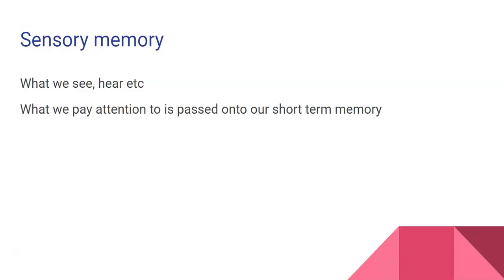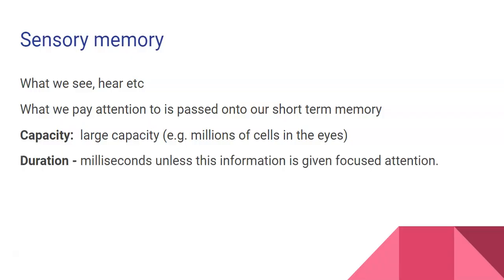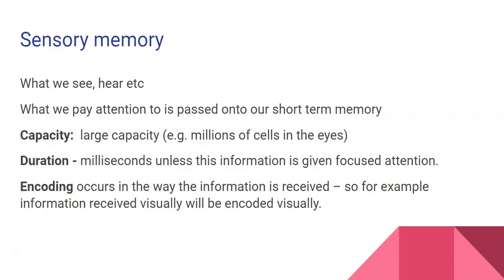So the first part we're going to look at is the sensory memory. This is everything you see, hear, anytime you're using your senses to pick up information about the environment. What we pay attention to is then passed on, just like the model shown earlier, to our short-term memory. The capacity of our sensory memory is very large. If you think about your eyes, you've got millions of cells in your eyes picking up light, movement, etc. But information only really stays there for milliseconds unless it's given that focused attention.